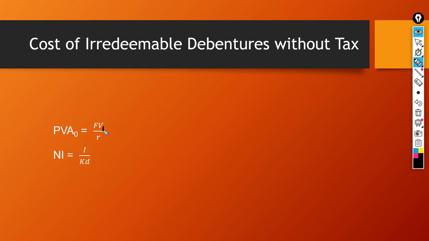So in the case of irredeemable debentures, instead of present value, I have replaced this PVA with the form of NI. And instead of future value, because in the future I am going to pay interest, I have written I. And over here the rate of interest I have replaced with KD, and KD means cost of debentures.